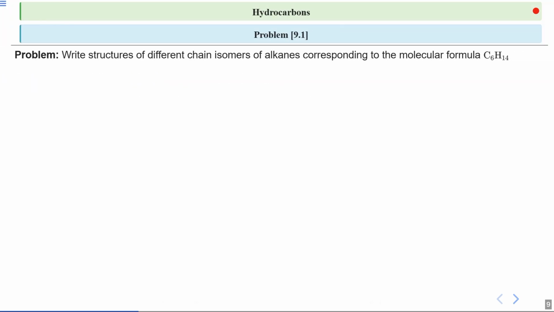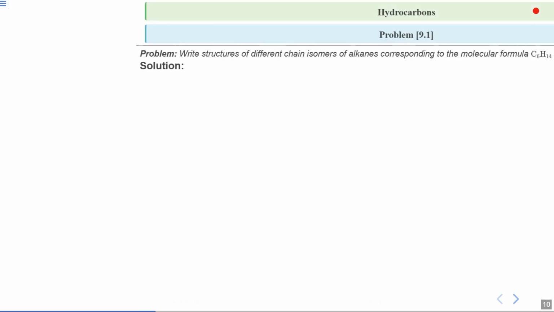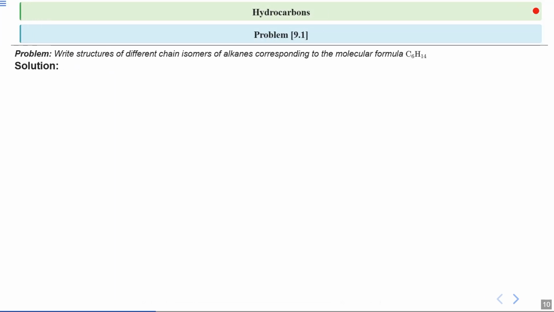Now here is a question for you. The problem presented here asks us to write the structure of different chain isomers of alkane with the molecular formula C6H14. So let us see the solution. How will we solve it? In the beginning of the solution, we have to start with the molecular formula C6H14. The next part reveals that the carbon count in the given molecular formula is 6.